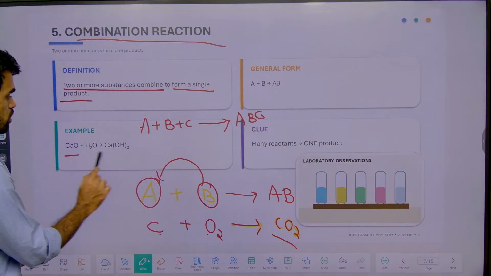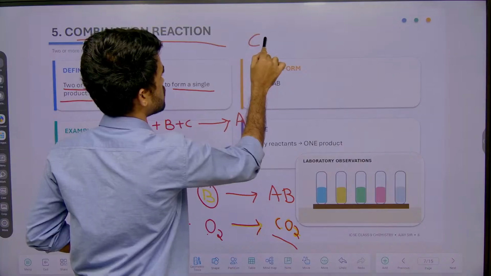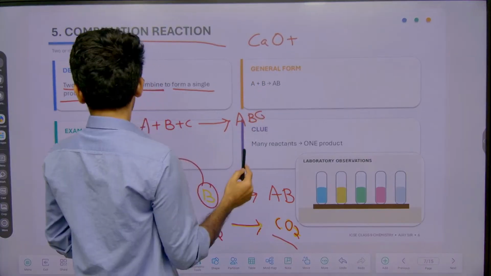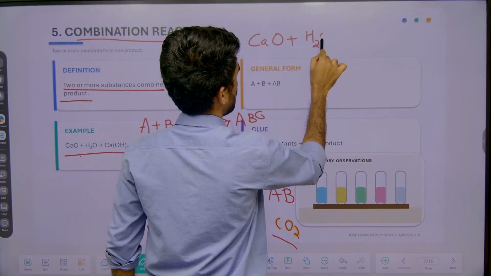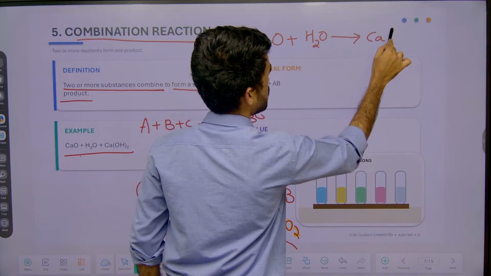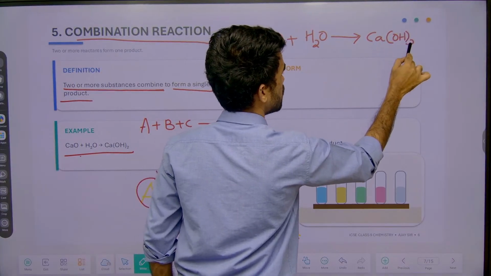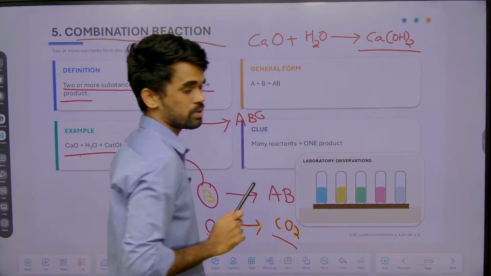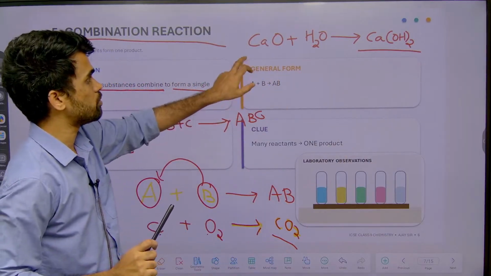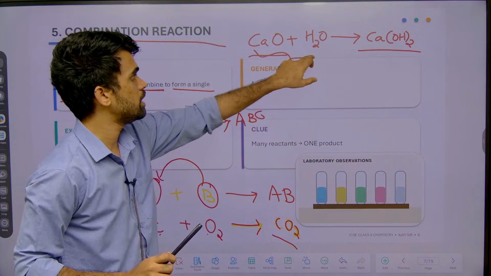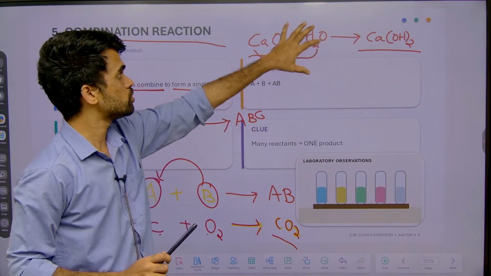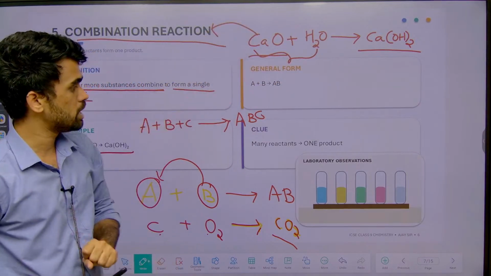And one more example I mentioned here, calcium oxide plus water combining to get calcium hydroxide. What is it forming? Calcium hydroxide. See, a single product is formed. So a single product is forming means these two are combining to give a single product. So you can say it is an example of combination reactions.